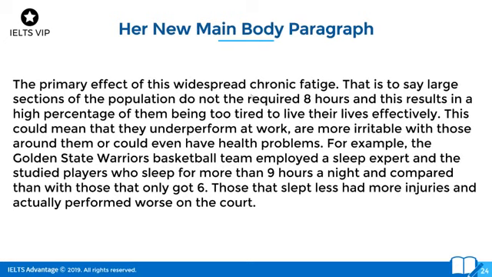So she's making a lot of careless mistakes, and we'll look at the end of this lesson how she fixed those and how she got over that problem. "This could mean that they underperform at work, are more irritable with those around them, or could even have health problems. For example, the Golden State Warriors basketball team employed a sleep expert, and they studied players who slept for more than 9 hours a night and compared them with those that only got 6."